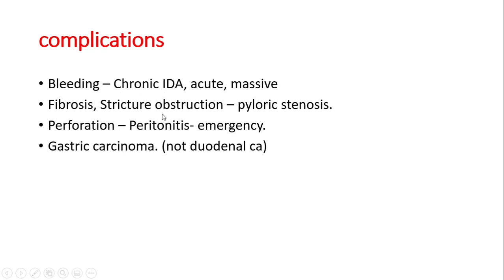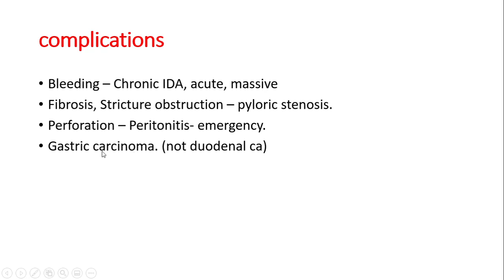Fibrosis and stricture formation mainly result in pyloric stenosis, as a result of healing by fibrosis of an ulcer in the pyloric area near the antrum. Perforation of an ulcer results in bleeding and chemical peritonitis. This is also an emergency.